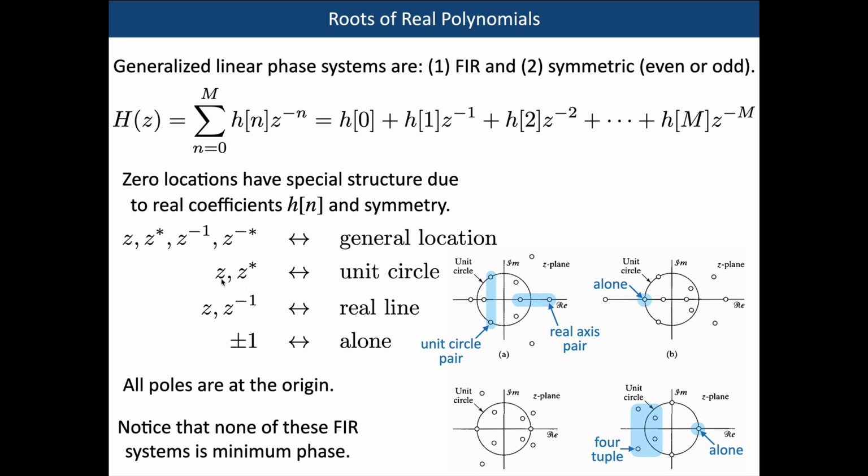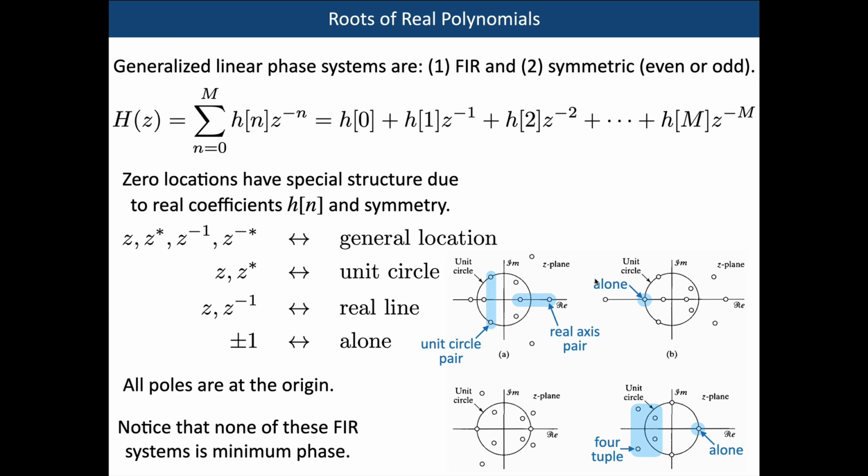So if you find a root at z, you'll also find one at z conjugate. If the roots happen to fall on the real line, they will also pair up at reciprocal locations. So if there's a root at z, you'll find one at z inverse. And then it's also possible to have roots appearing at plus or minus 1 all by themselves. These are the only kinds of roots that can appear alone. All other roots will appear in pairs, as reciprocal pairs on the real line, conjugate pairs on the unit circle, or as foursomes in general locations.